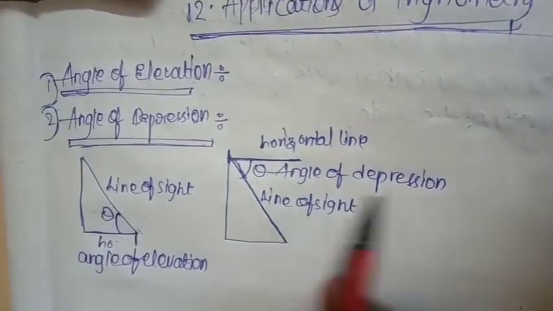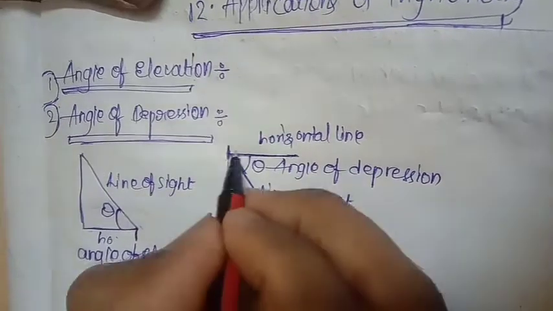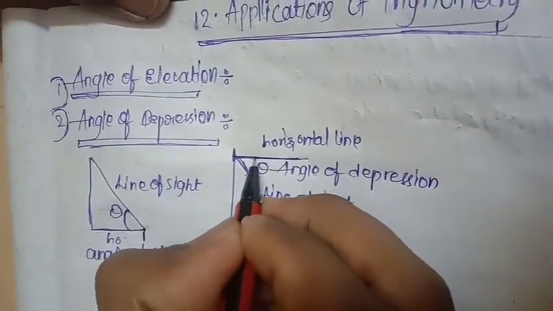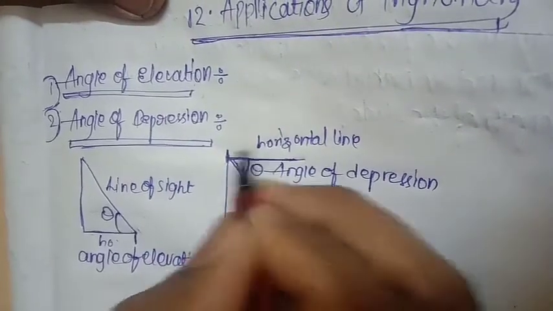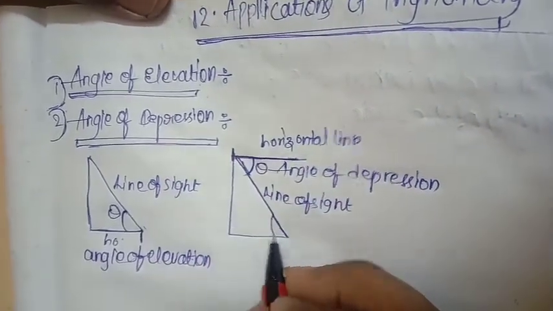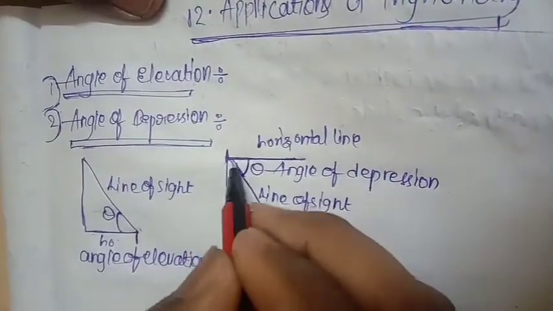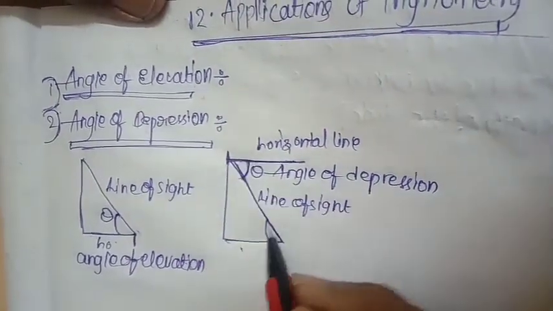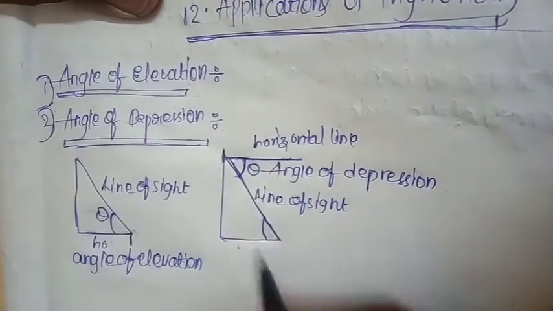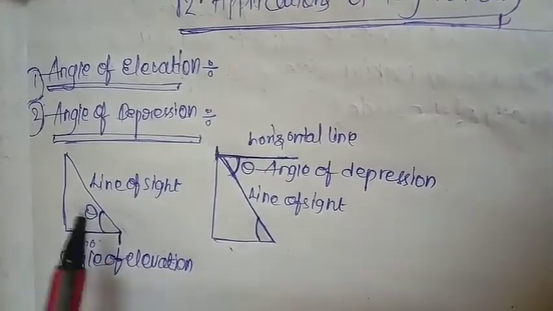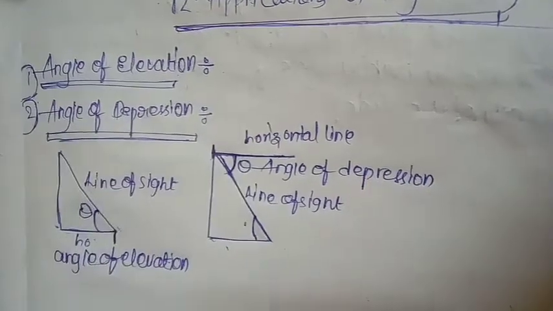While discussing angle of depression problems, mainly see this. While the man is seeing like that, we get an angle here. In problems we have to write it like this, because these are alternate angles: this line and this line are parallel and this is the transversal, so they become alternate angles. We have to take it like that while discussing angle of depression. So we have to learn two topics, angle of elevation and angle of depression.